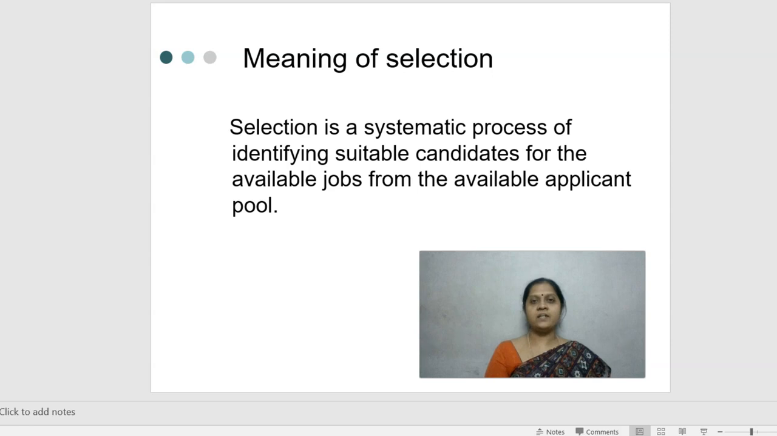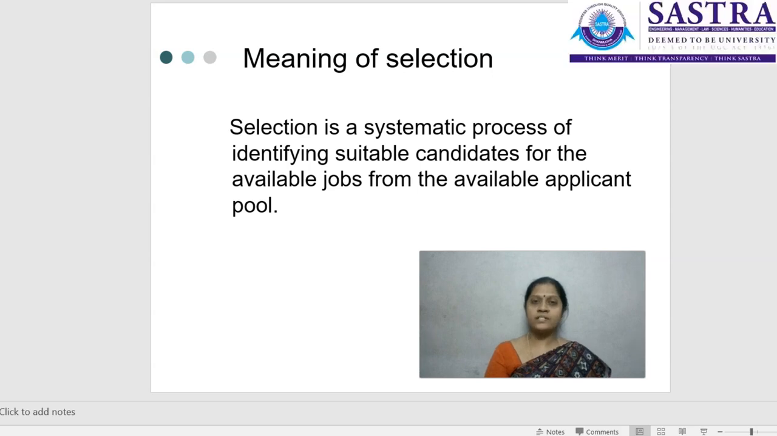Dear learners, today we are going to discuss the selection process. We'll start with what selection is, then discuss the difference between selection and recruitment, and we'll elaborately discuss all the steps involved in the selection process. First, let us understand what selection is.